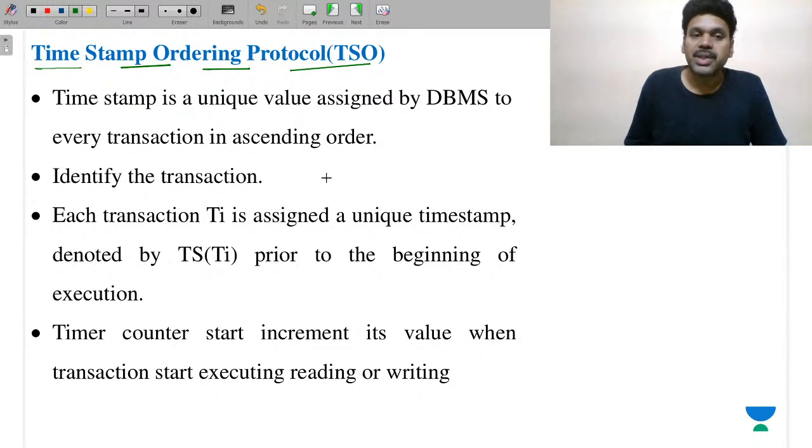Now you see what the concept of timestamp ordering protocol is. Let me derive it with our own definitions apart from the textbook. Textbook definitions are given here. You can go through it, but we are trying to learn in a cut and short manner. So how it is to be, let me explain.